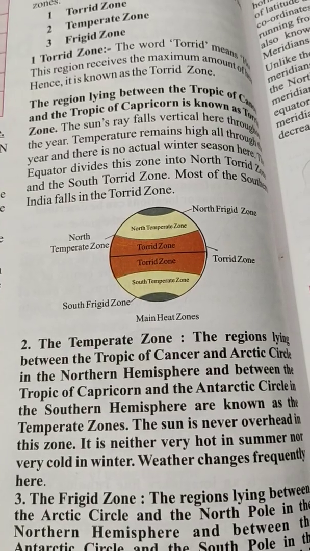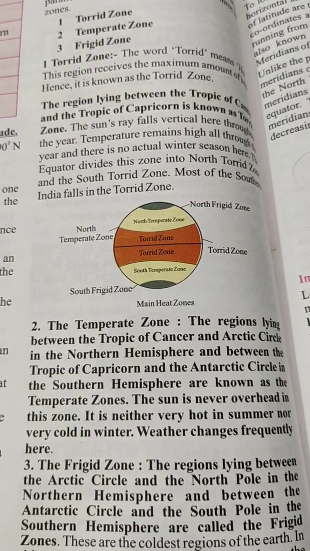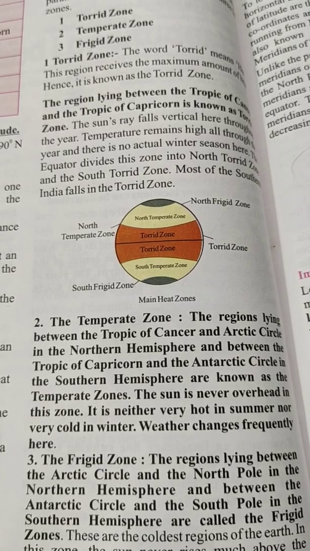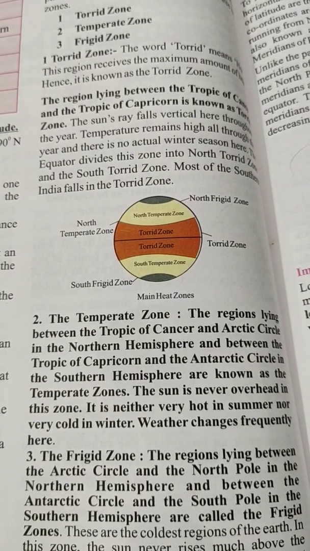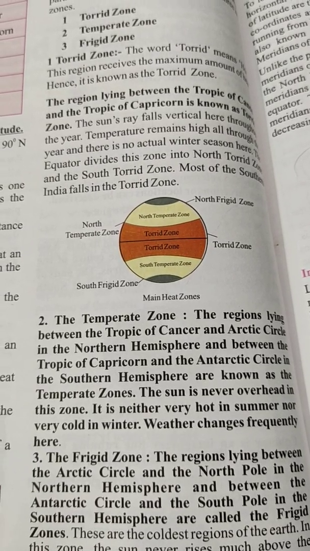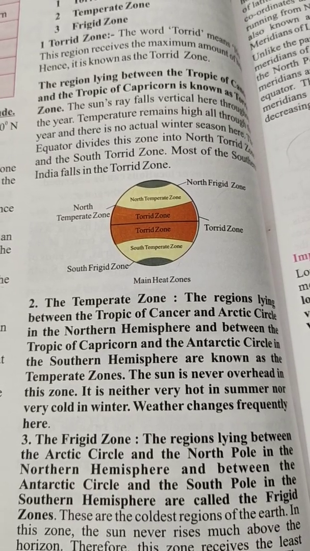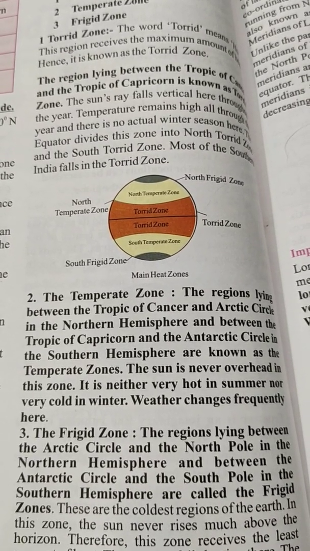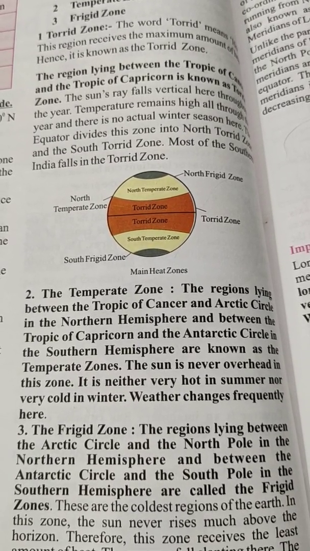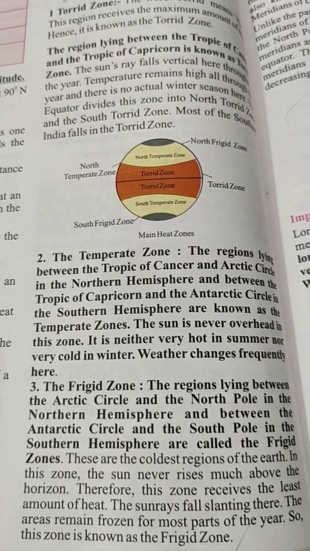Number 2, the temperate zone. The regions lying between the Tropic of Cancer and the Arctic Circle in the northern hemisphere, and between the Tropic of Capricorn and the Antarctic Circle in the southern hemisphere, are known as the temperate zones. The sun is never overhead in this zone. It is neither very hot in summer nor very cold in winter. Weather changes frequently here.